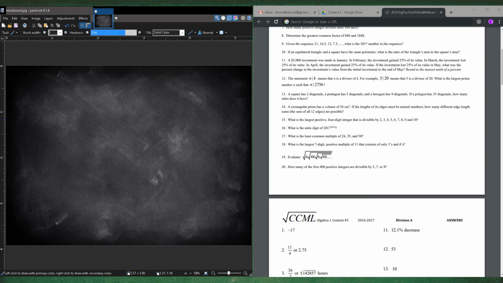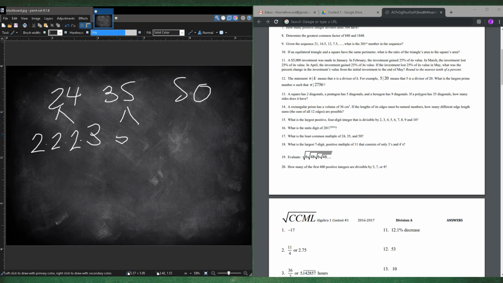17. What is the least common multiple of 24, 35, and 50? If you don't know how to do it, it's pretty basic. So it's 24, 35, and 50. So factor them. A lot of these questions have you factor. 24 is 2 times 2 times 2 times 3. 35 is 5 times 7. And 50 is 2 times 5 times 5. So you need all these numbers.